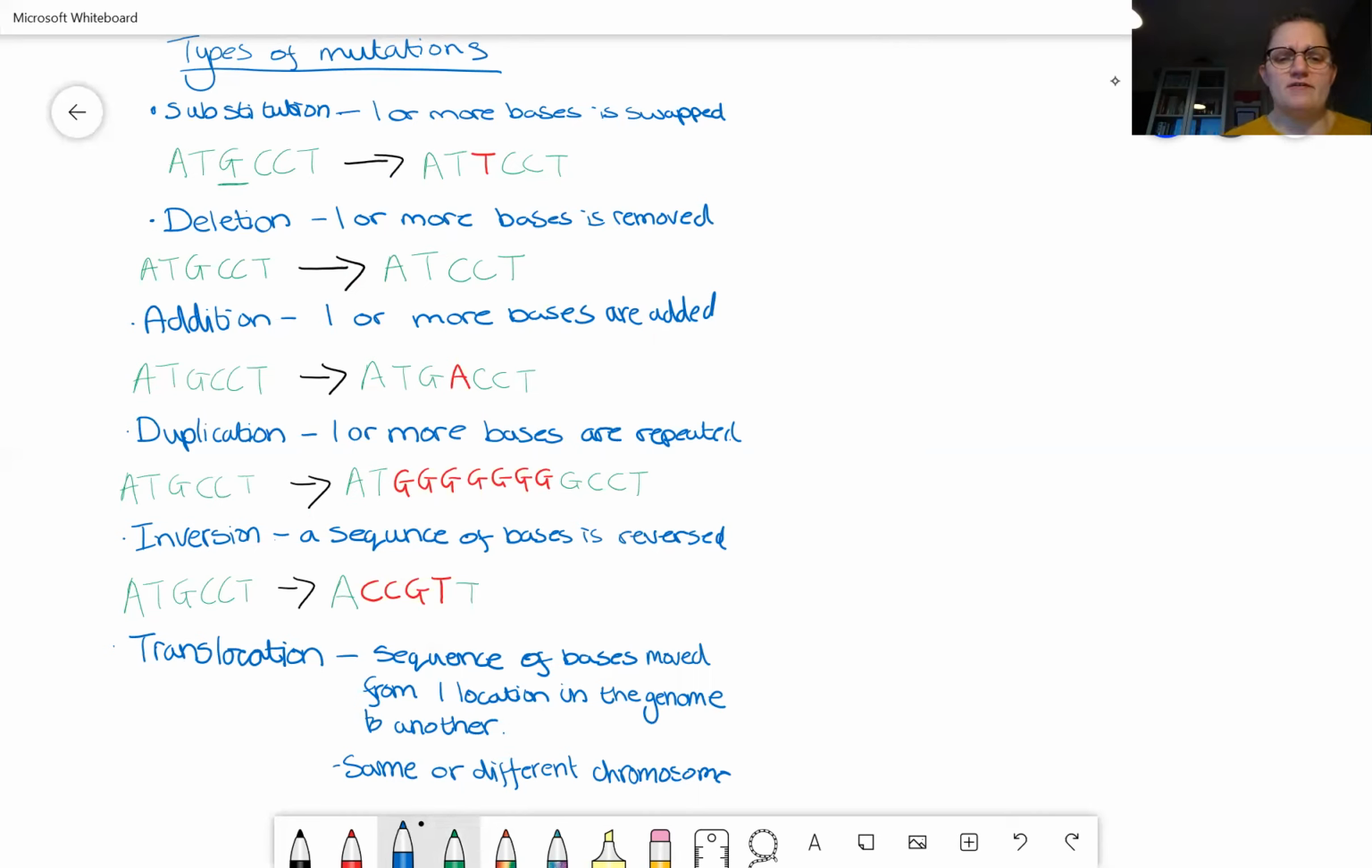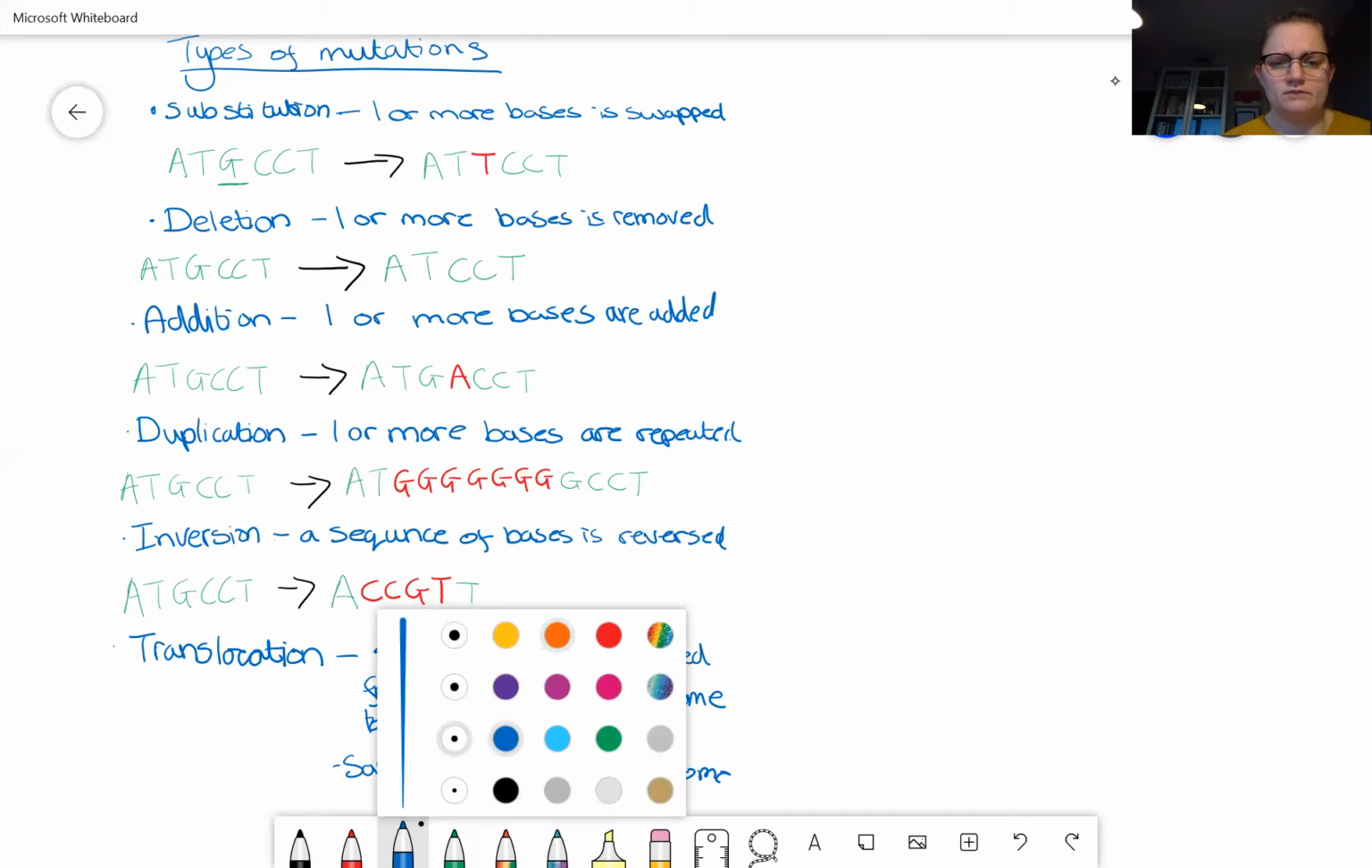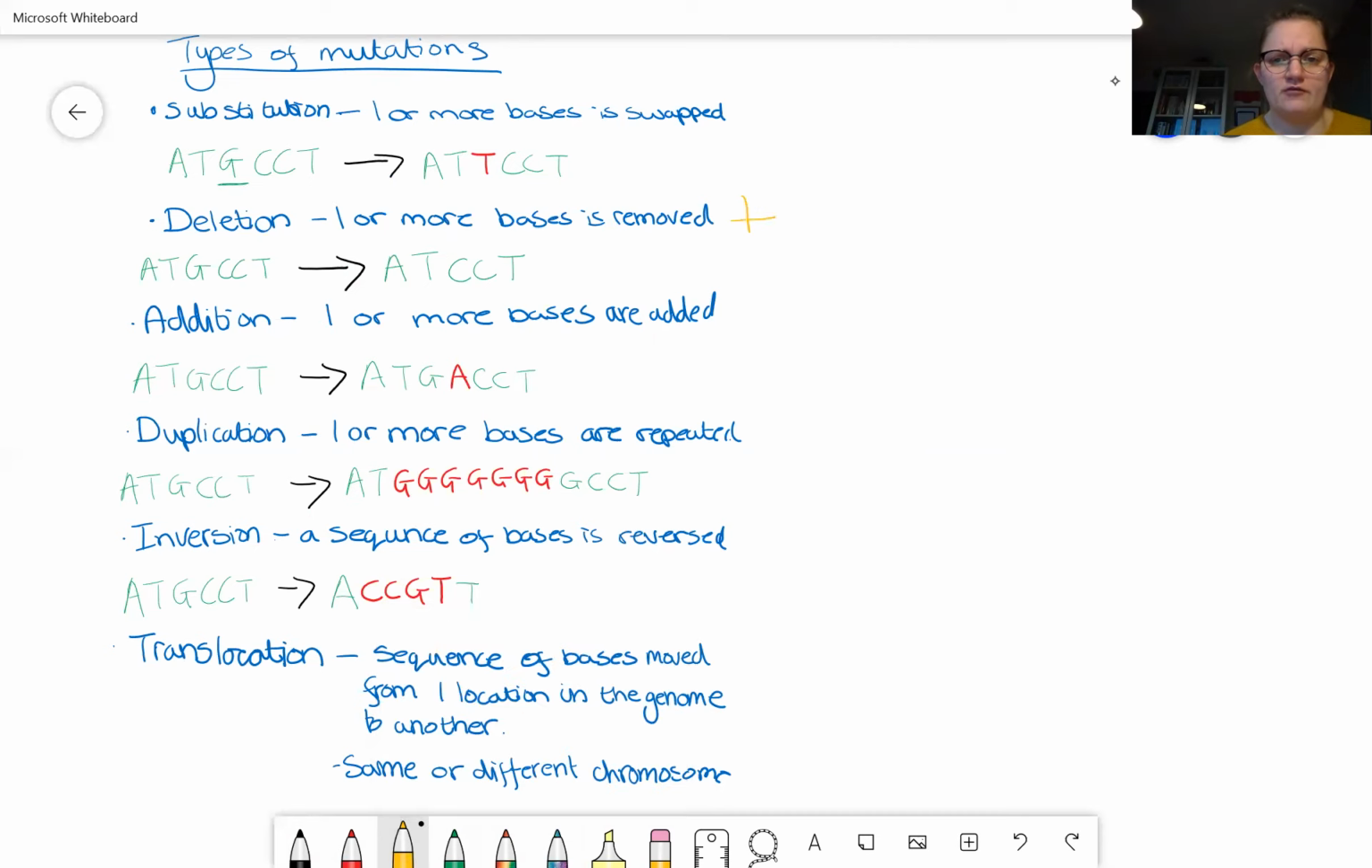Substitution isn't a frame shift, but ones that are a frame shift are deletion, addition, and duplication. Inversion isn't a frame shift. Inversion is a complicated one. It can be a frame shift. It's not always a frame shift. It depends how long the sequence is that you're inverting.